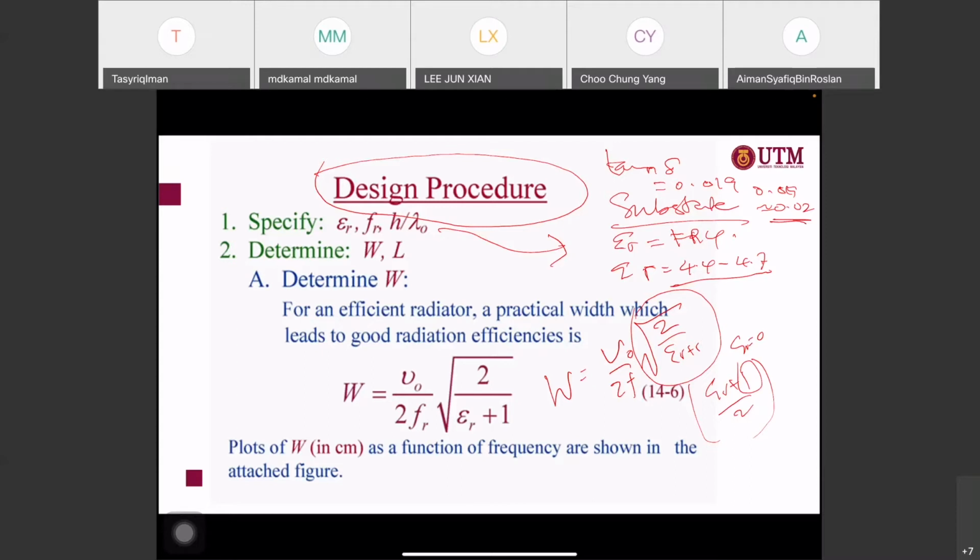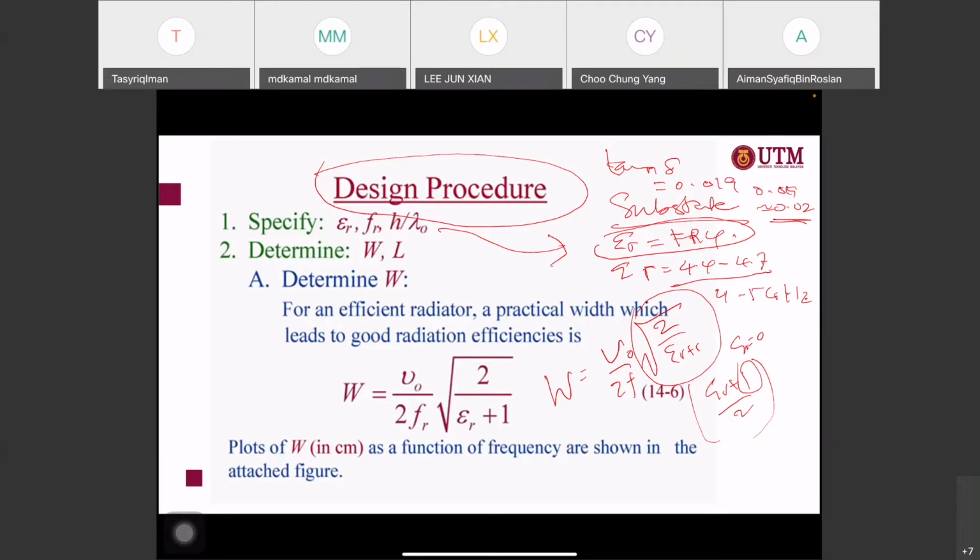So that's why for high frequency, FR4 is no longer suitable. Maybe up to 4 or 5 gigahertz is okay, but above that, it's not really suitable, especially for millimeter wave. That's why for millimeter wave, you have a very, very expensive substrate, a microwave board, so that you can have better results.